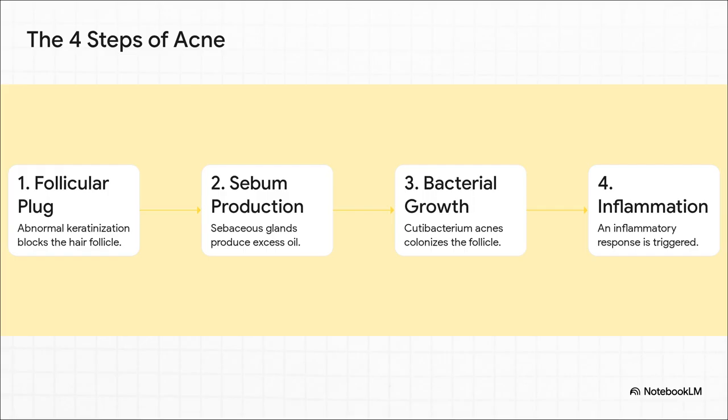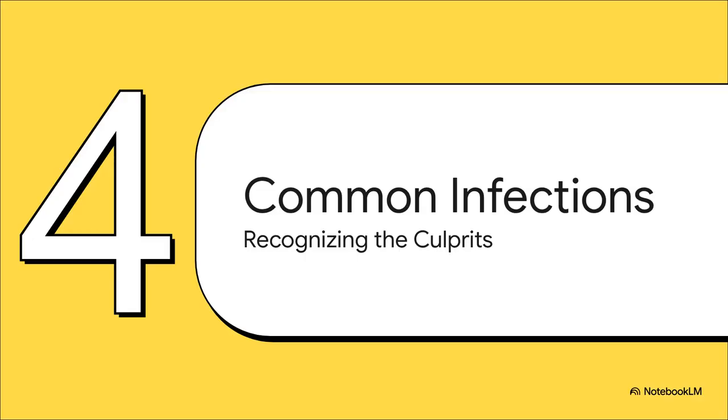Step 2, the sebaceous glands go into overdrive, producing more oil, or sebum, which fills that plug. Step 3, a little bacterium, Cutibacterium acnes, sees this oily plug and thinks, great place to live. This is where antibiotics come in. And finally, step 4, the body's immune system freaks out and mounts an inflammatory response, which gives you those red, angry pimples. The cool part is, each one of these steps is a potential target for treatment.